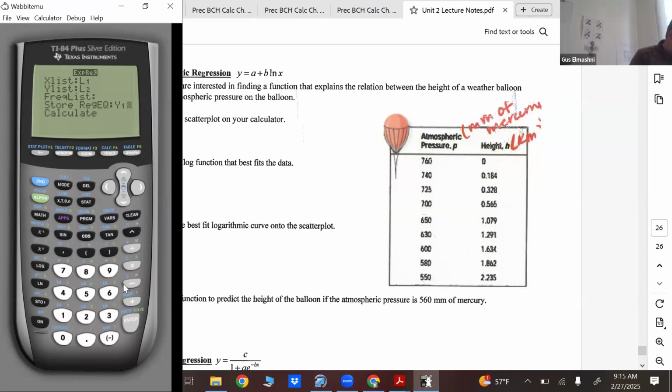This doesn't look like this. You doing logistic, dude? What should we look at? Oh, oops.